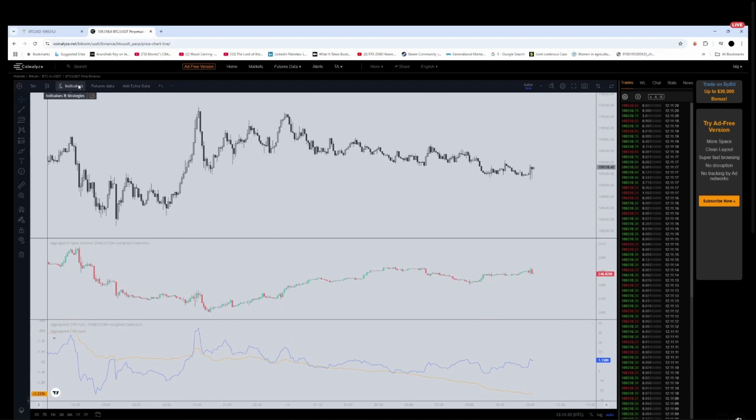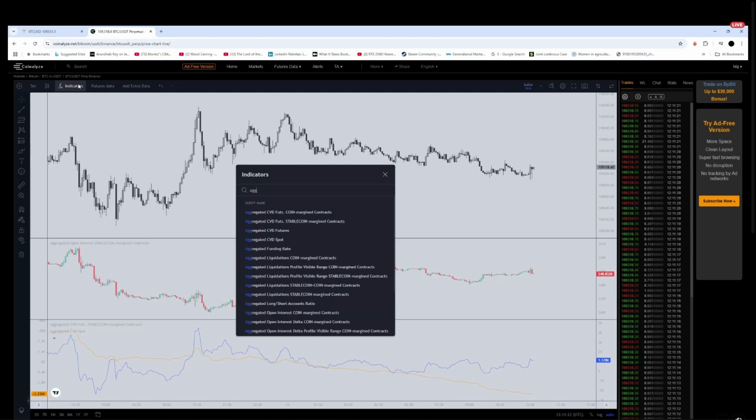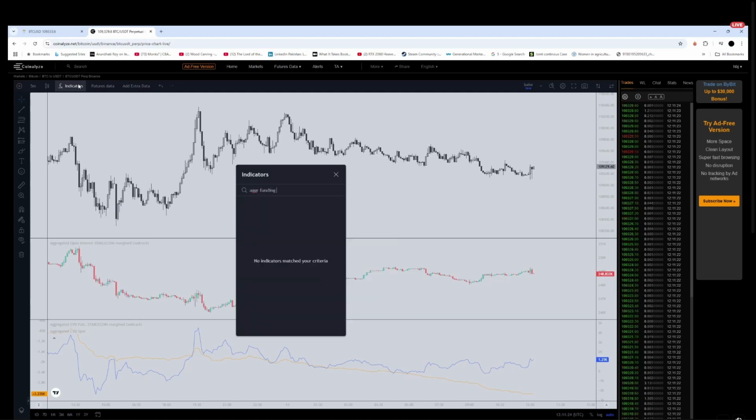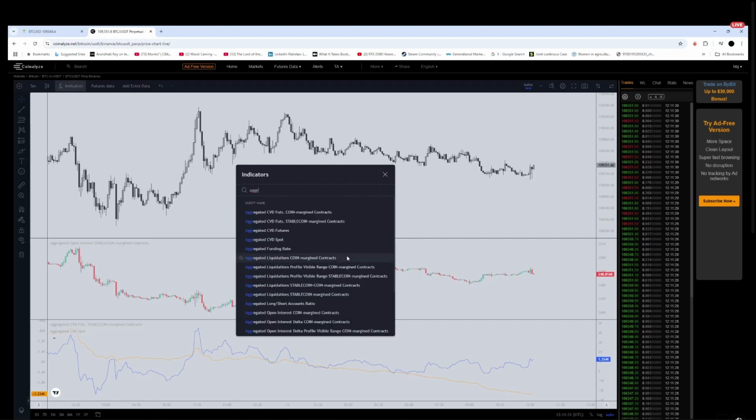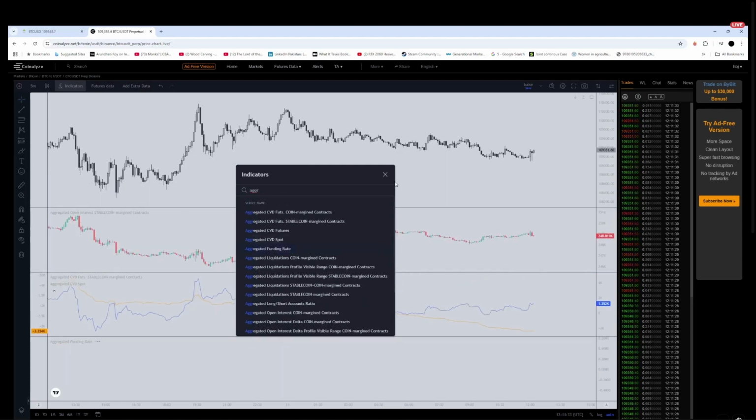And the last one that's useful is the funding, right? Same goes for funding. Instead of using individual exchange funding, you go with the aggregated one, right? So aggregated funding, let's find, yeah, aggregated funding rate.